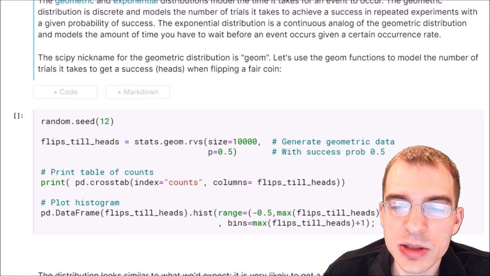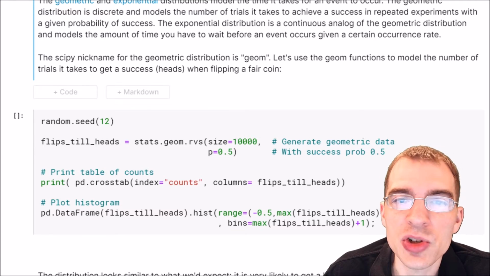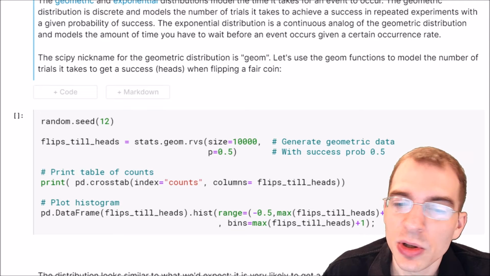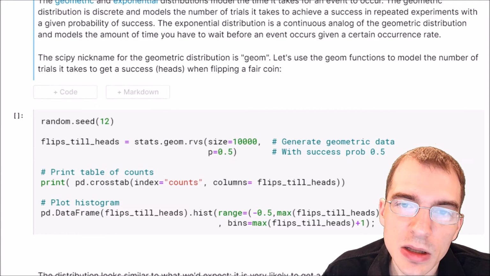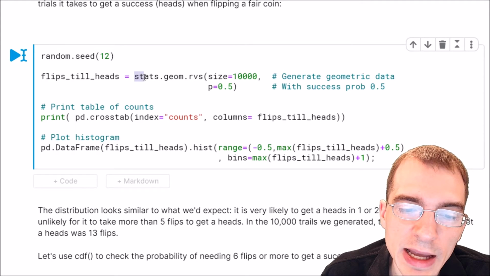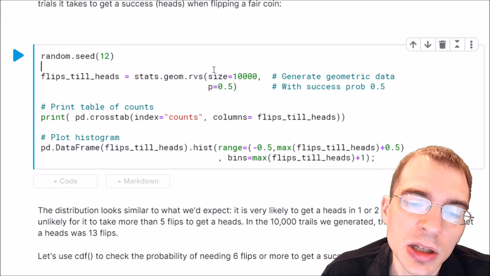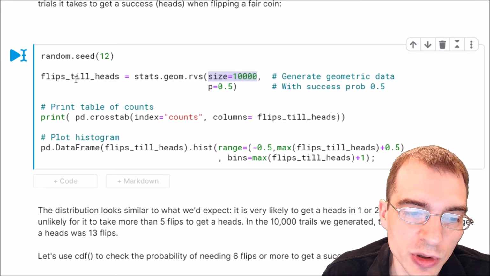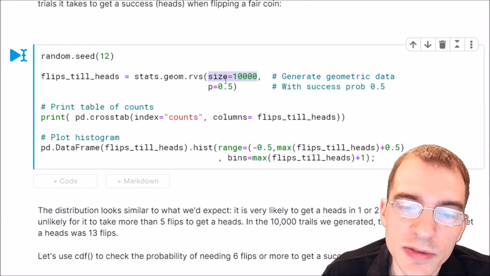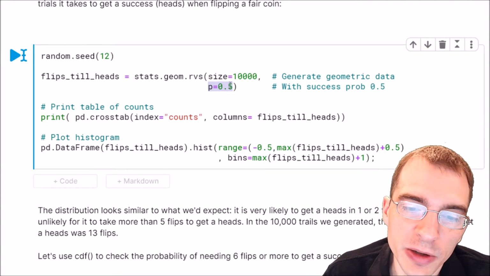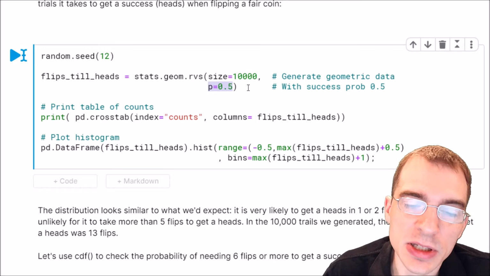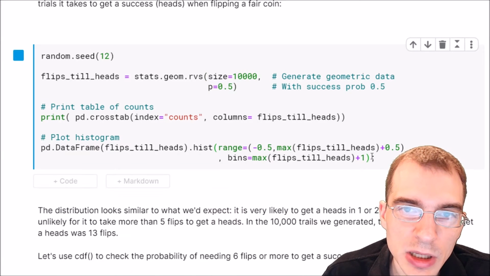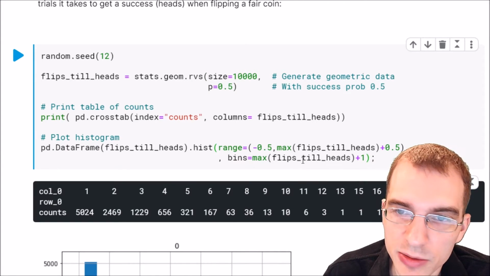So let's use the geom functions and model the number of trials it takes to get a success, or heads, when flipping a fair coin. To do that, we're going to use stats.geom.rvs. We're going to generate random geometric data, 10,000 data points. The parameter of interest for a geometric distribution is the probability of a success. In this case, we're going to use probability p equals 0.5 for flipping a fair coin. And this will model how many flips it takes before we get a heads. So we'll run this, generate a table, and plot the results as well.